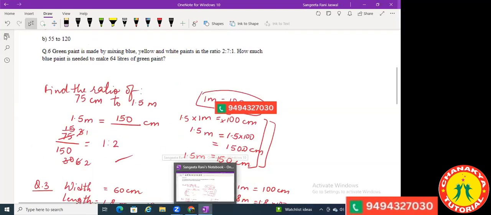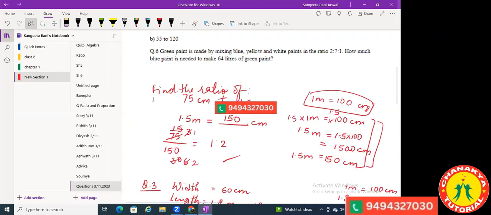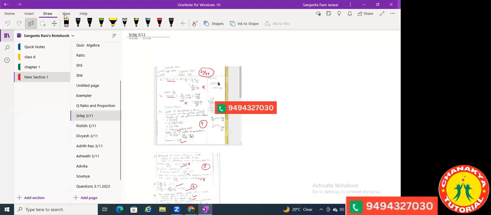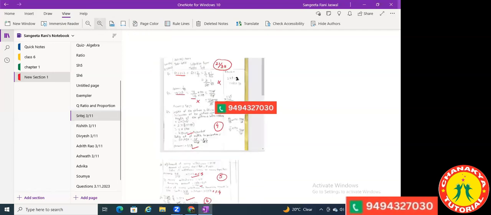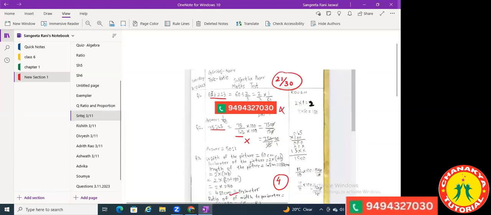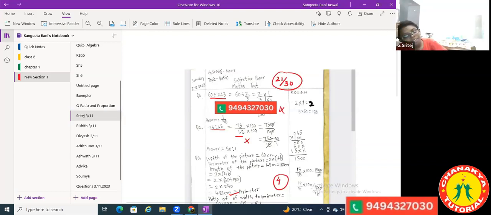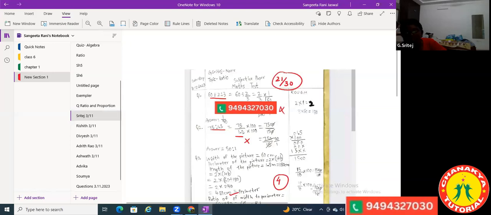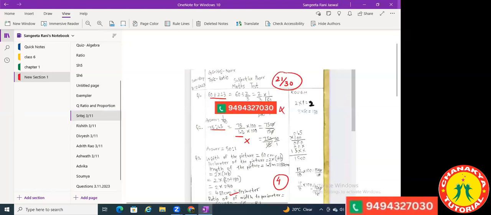I would like to show you your paper. Sritej, where is Sritej? Sritej's paper is here. If I zoom this, Sritej, this is what you have done. This was your answer sheet. Now see the first question. What have you done? Ma'am, I forgot which number to divide with, so I did it in something else. So this makes no sense. How can we divide a ratio with some number?